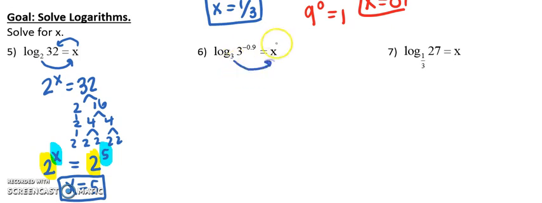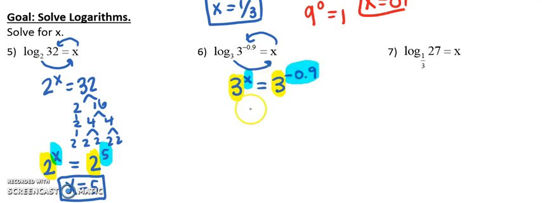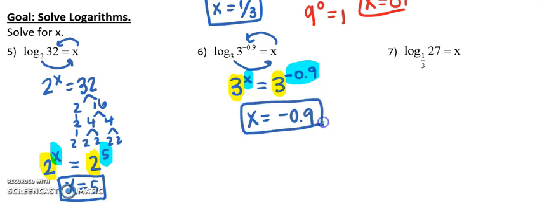So this is 3 to the x equals this. So 3 to the x equals 3 to the negative 0.9. This already matches. The 3's match, and then check this out. Those match. So automatically, x equals negative 0.9. So that one actually wasn't that bad at all.